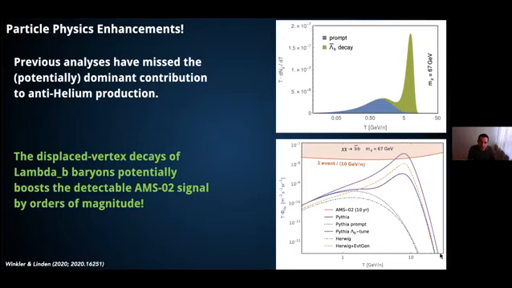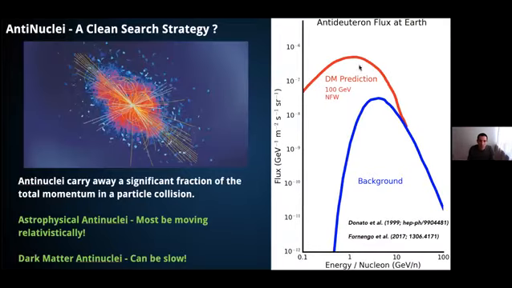And it produces this significant bump in the anti-helium production cross-section in a region where there is almost no background. So this is another really exciting avenue, a way to dodge the astrophysical uncertainties by actually returning to a regime where the dark matter prediction dominates the background by orders of magnitude.